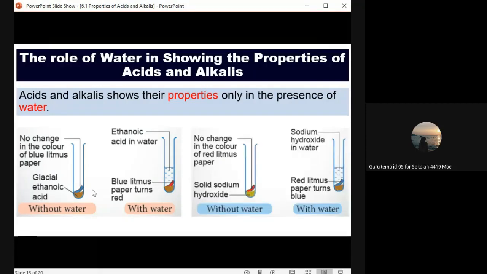And then the same thing for alkali. Like I said just now, we use solid sodium hydroxide, that is dry with no water, and it will not change the red litmus paper to blue because there is no water. But once we add water, the red litmus paper will immediately turn blue. Alright, so that is the role of water in showing the properties of acids and alkalis.